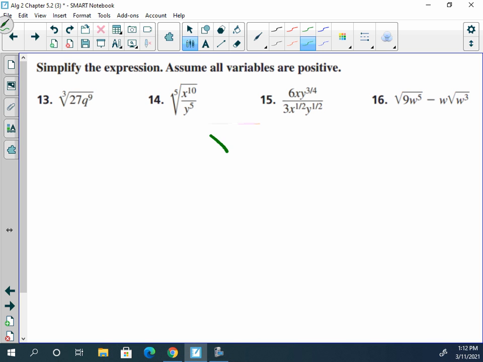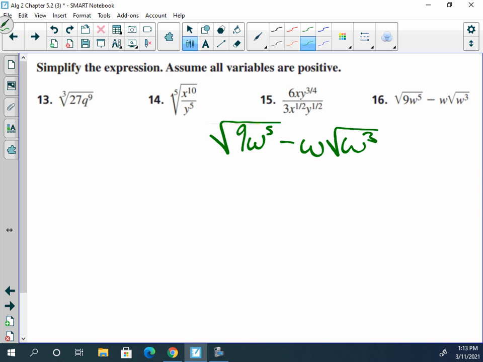I'm going to write this a little bit over here. We have the square root of 9w to the 5th minus w times the square root of w to the 3rd. So we do need to simplify this here. We need to simplify each one of these here.